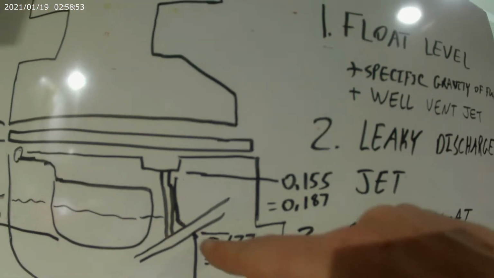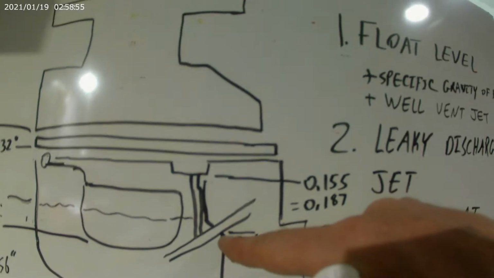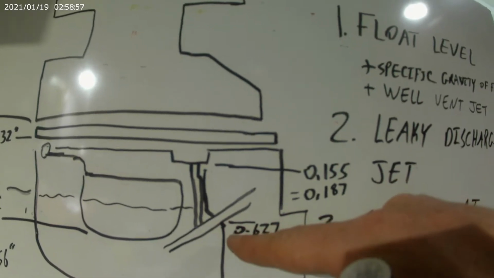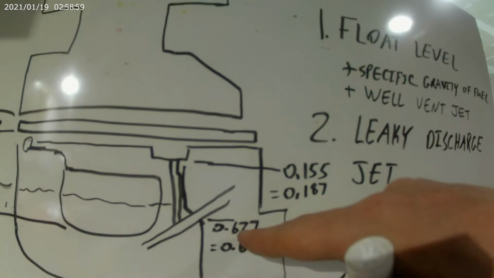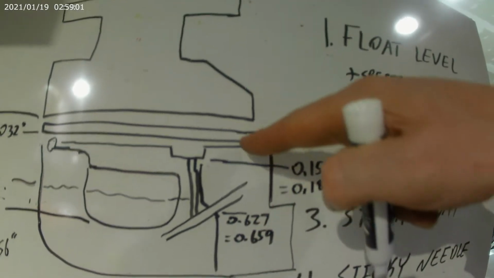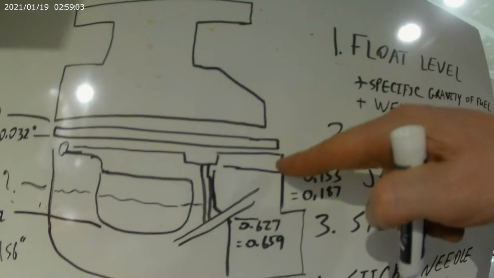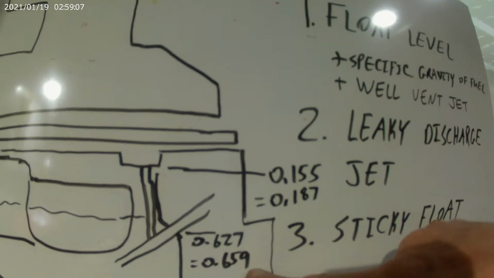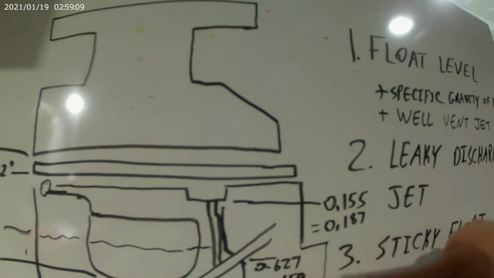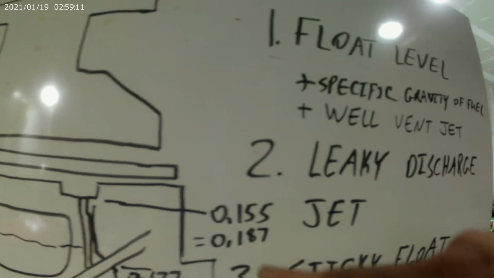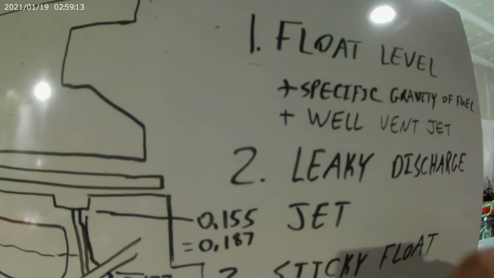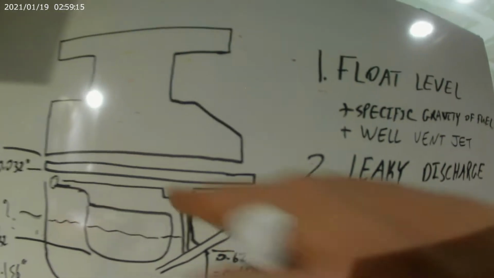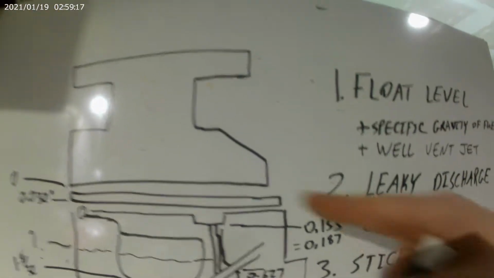I have a rough measurement of my discharge vent. The lower opening where that goes through is at 627 thousandths from this surface right here, which means I have to add my gasket thickness, so I have 659. The same goes for this well vent: add the gasket thickness, and it's 187 thousandths from my datum point.